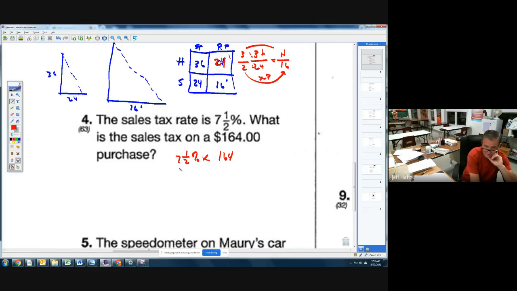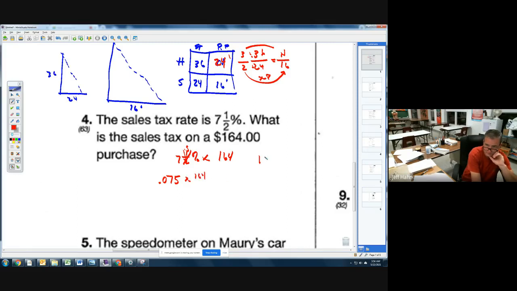How do you write this as a decimal? We know 7% is 0.07. Well, here's what you have to think. What is 1/2 as a decimal? It is 0.5. So you just tack a 5 at the end of this, because if you move the decimal, it would be 7.5%. And I'm multiplying that by 164.